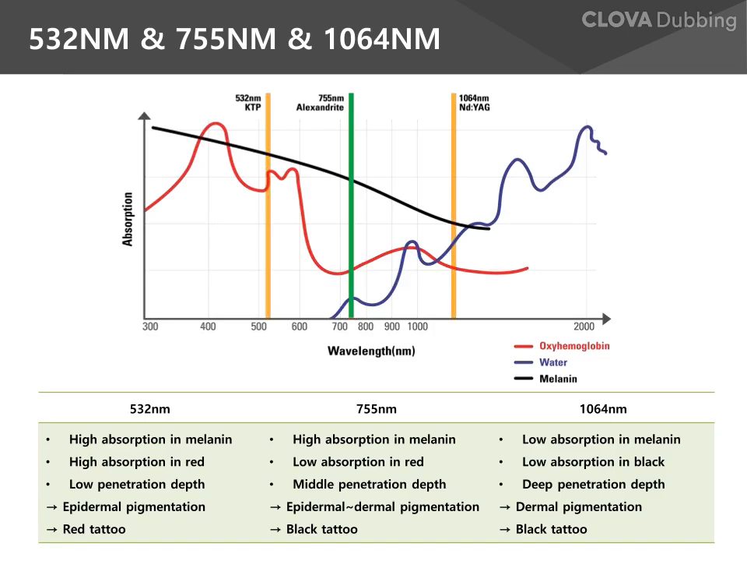Therefore, for individuals with light skin tones and epidermal pigment treatments, the 532 nanometers wavelength is suitable. For safe use on darker skin tones and dermal pigment treatments, the 1064 nanometers wavelength is often chosen. When treating lighter pigments or in cases where using the 532 nanometers wavelength is challenging, the 755 nanometers wavelength is selected for treatment.